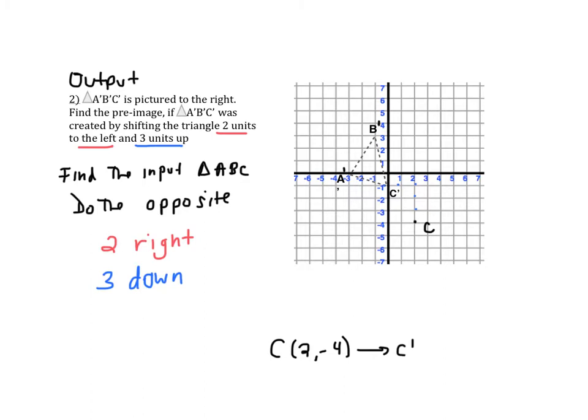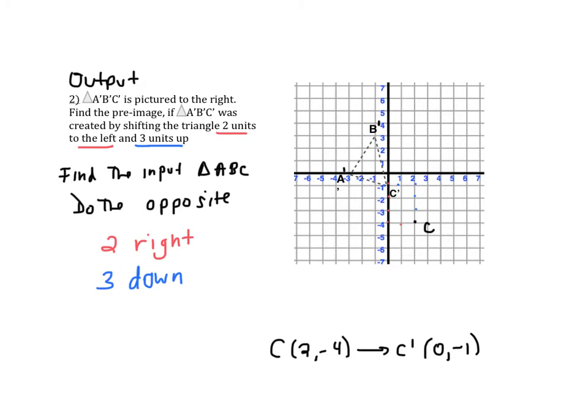Okay. Now we can check this by applying the rule mentioned in that opening paragraph and see if we end up at C prime. So going from C, we want to check it and see if we end up with C prime. So it says we want 2 units to the left, 1, 2, and then 3 units up, 1, 2, 3. Okay, and our coordinates for C prime would be 0, -1.